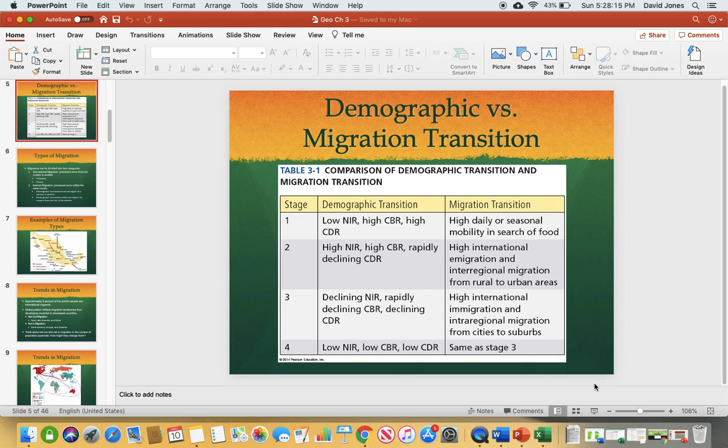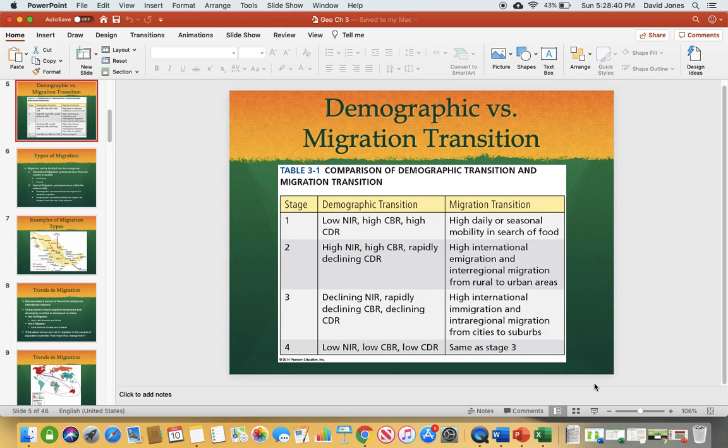Stage 2 countries have high international emigration. Remember, emigration with an E means exit. So that's people leaving stage 2 countries. Within those countries, we're seeing movement from rural to urban areas, people moving from the country into the cities. Remember, those countries are most likely to have primate cities, that one big city where international investment occurs. So people are more likely to move into those cities because that's where jobs are.